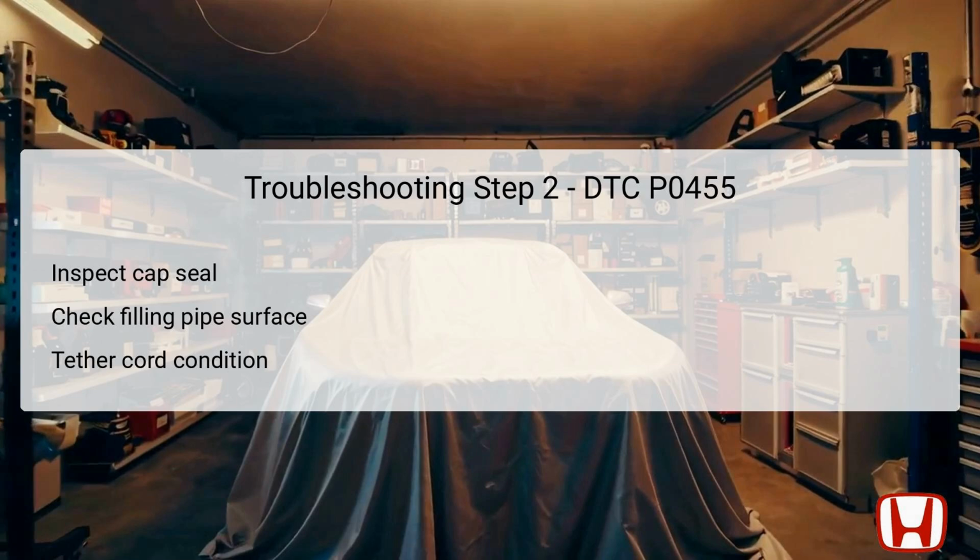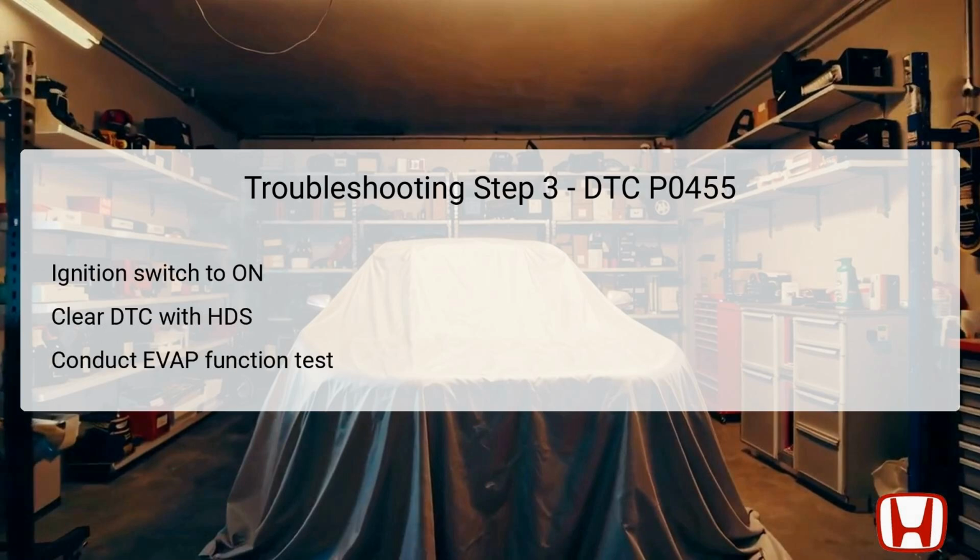The second troubleshooting step entails a detailed inspection of the fuel fill cap seal and the fuel fill pipe mating surface. The seal must be free from any damage or wear, as a compromised seal can contribute to vapor leakage. Additionally, the filling pipe's mating surface should also be free from defects, ensuring a proper fit with the cap. Attention should be paid to the fuel fill cap tether cord as well. If it is caught under the cap, it can prevent a secure seal. Assessing these components carefully adds another layer of verification in diagnosing the issue effectively.